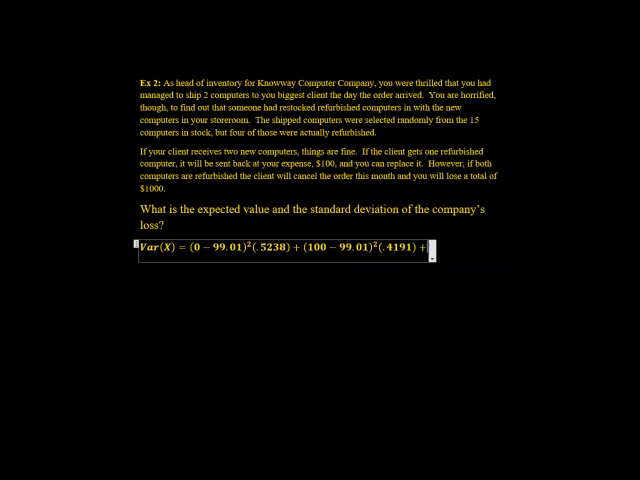0.4191. Finally, we're going to add to this the probability of losing $1,000, so 1,000 minus the expected value, 99.01, quantity squared, times its probability of 0.0571. This comes out to equal 51,488.